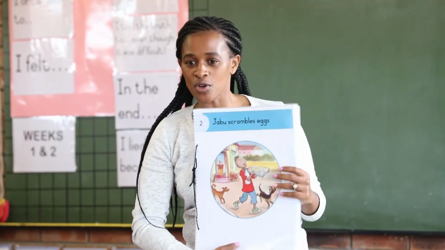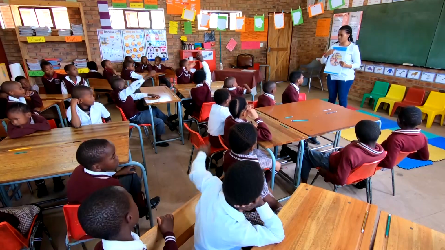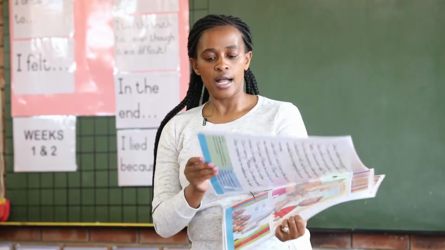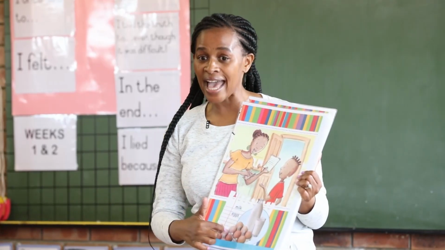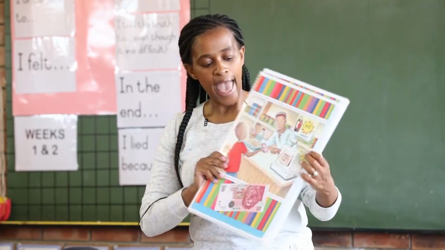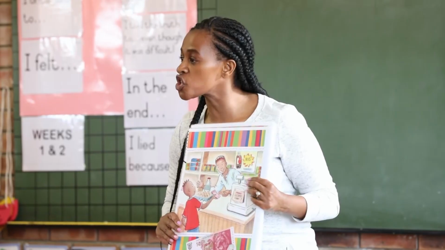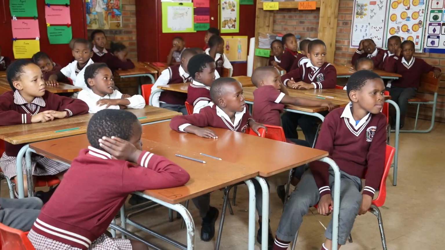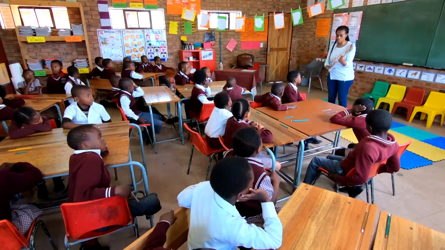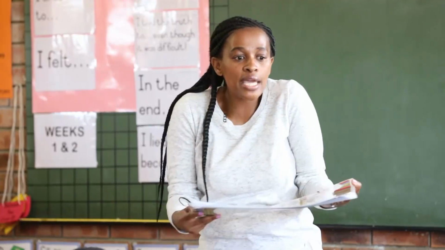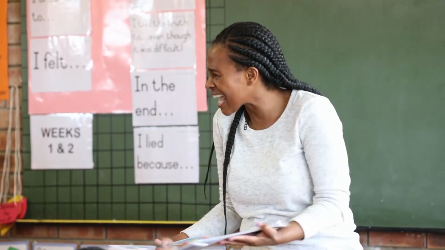So the title of our story, who still remembers, read it for me. Jabu scrambles eggs. Very good, Jabu scrambles eggs. Do you remember when Jabu's mom gave him money to go and buy milk and eggs for her? Very good. She gave him money and Jabu went to the shop to buy the milk and the eggs. He gave the money to the shopkeeper and he went out of the shop with the eggs and the milk. I remember him walking carefully, trying not to break the eggs. Do you remember him?